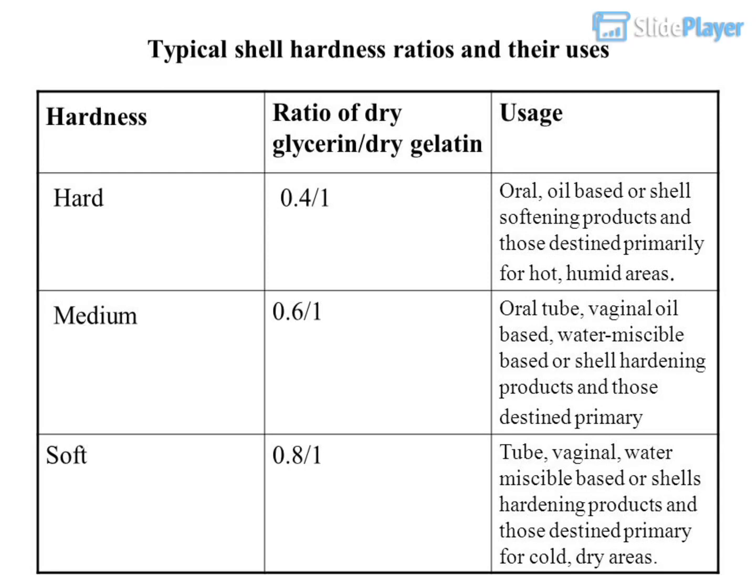Ratio of dry glycerin to dry gelatin. Usage: hard, 0.41: oral, oil-based or shell softening products and those destined primarily for hot, humid areas. Medium, 0.61: oral, tube, vaginal, oil-based, water-miscible-based or shell hardening products and those destined primarily. Soft, 0.81: tube, vaginal, water-miscible-based or shells hardening products and those destined primarily for cold, dry areas.